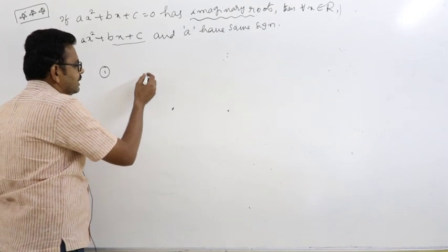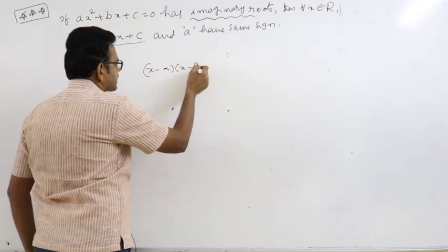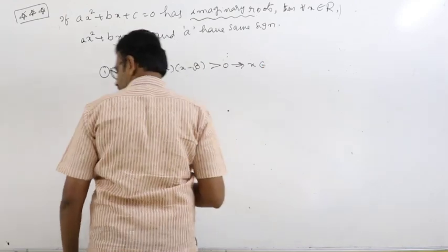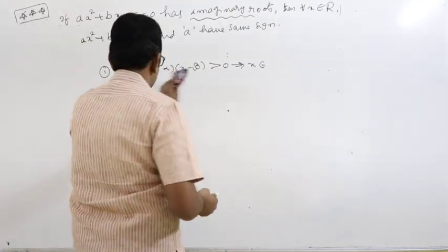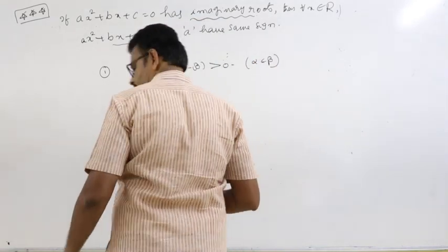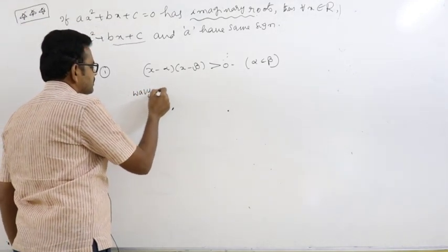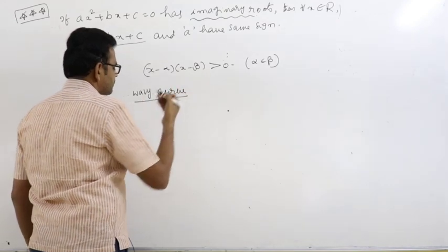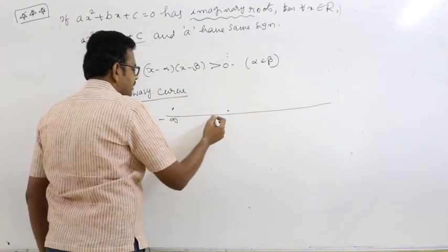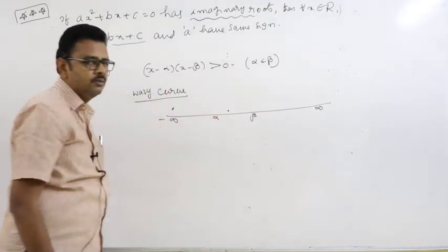So already, once again recollect this: x minus alpha into x minus beta is greater than 0 implies x belongs to, where alpha is less than beta. This is called the wavy curve. We discussed earlier this one. Minus infinity, this is alpha and this is beta and this is infinity. Alpha comma beta are the roots of this equation.